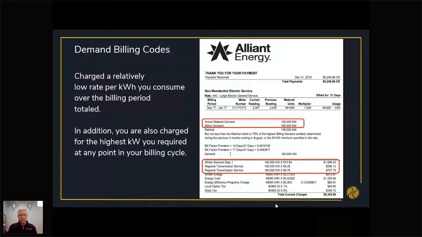And you'll see what I have squared in red here. Actual metered demand and billing demand, you see for this particular customer was 160 kilowatts. What that means is in any 15-minute interval where that meter was recording, the highest number it recorded was 160 kilowatts. So what that means is in that snapshot, there was 160 kilowatts of energy being required by that building.